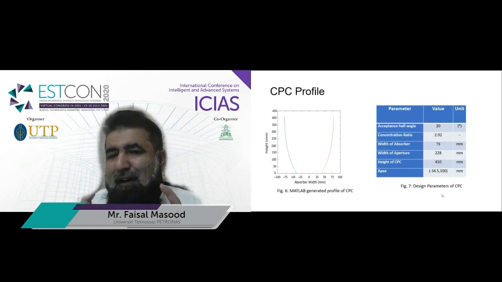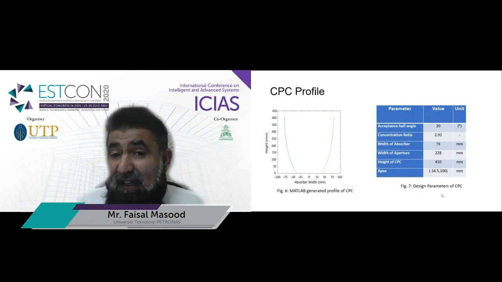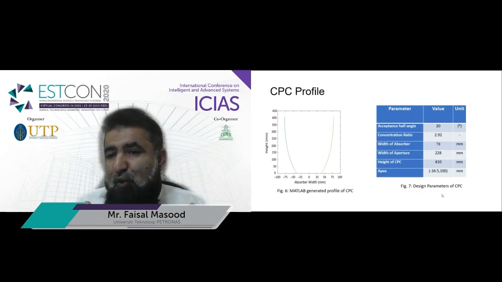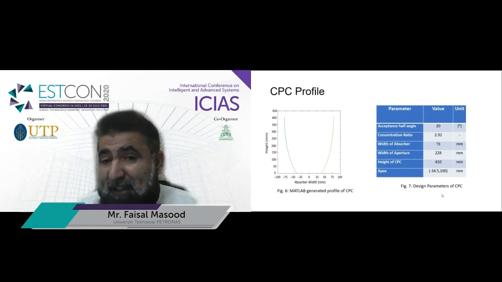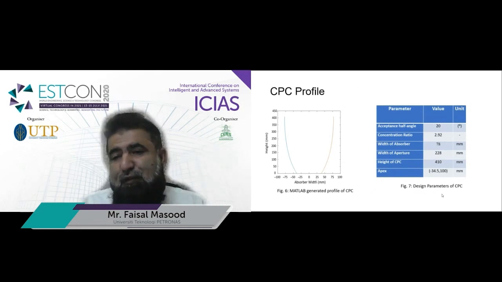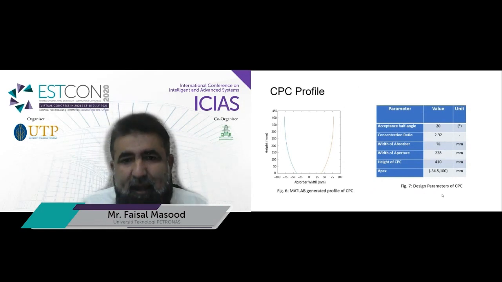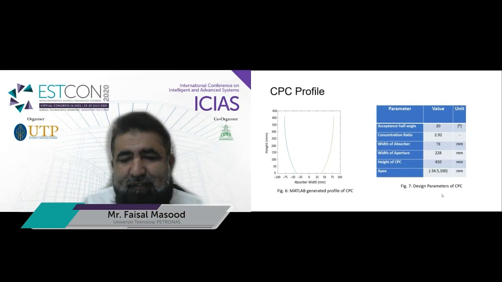The acceptance half angle was chosen to be 20 degrees, and the resulting concentration ratio was found to be 2.92x. The width of the absorber was chosen to be 78 millimeters. The resulting width of the entry aperture was found to be 228 millimeters. The height of the CPC was found to be 410 millimeters, and the apex point is minus 34.5 and 100.